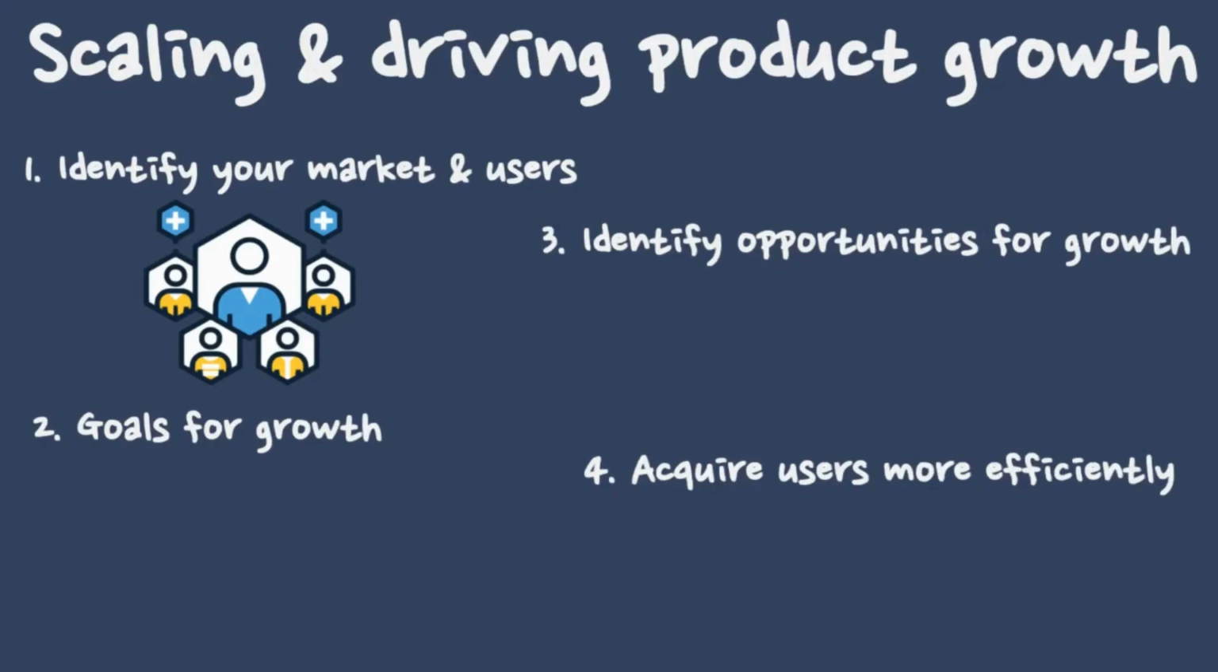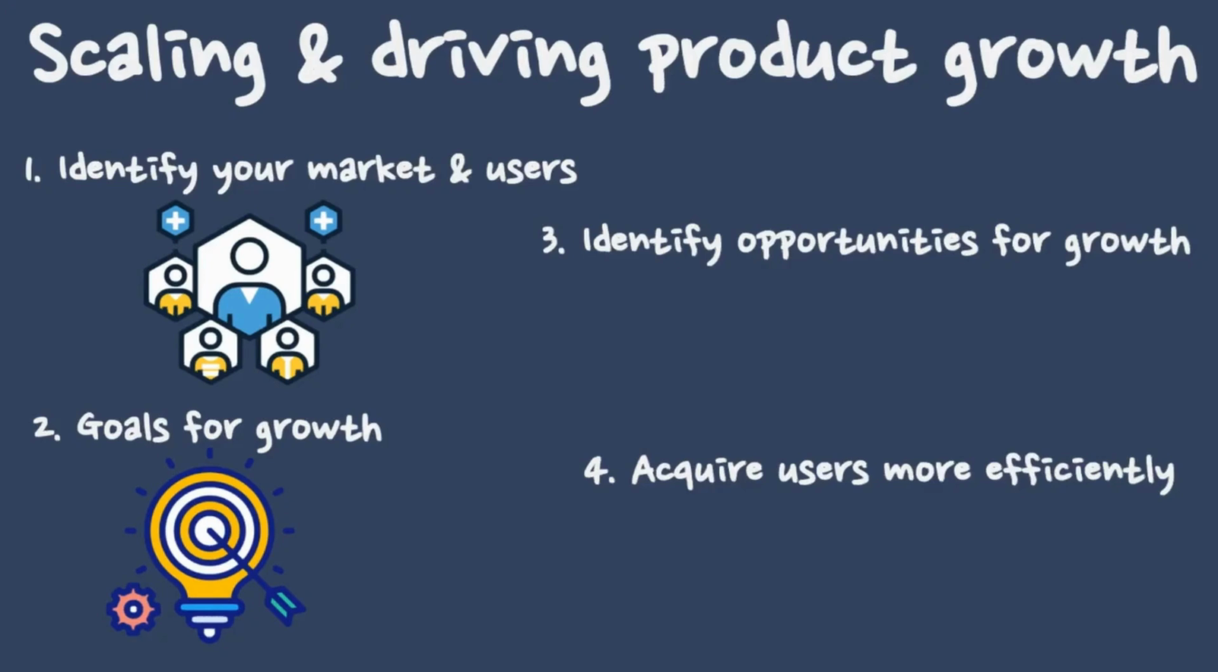Number 2. Goals for growth. Establish clear and measurable growth goals for your product. Any relevant metrics such as user acquisition, revenue, customer retention, or any other could be included in these goals. Make sure these goals are aligned with your overall business strategy.